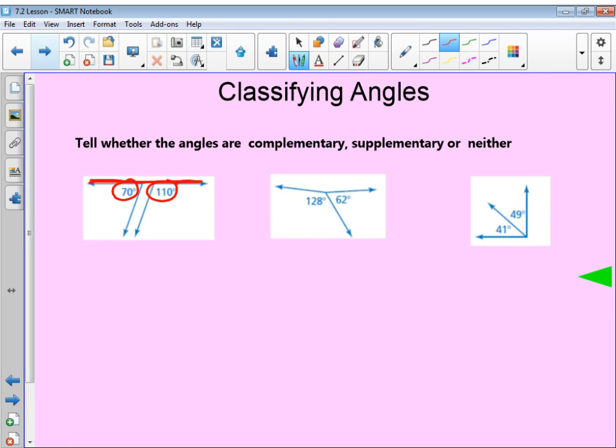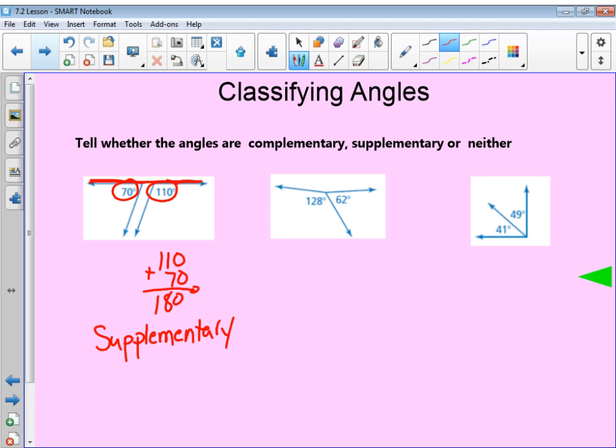But in order to make sure, it has to be exactly 180 degrees. So 110 plus 70 does give us 180 degrees. So this would be considered supplementary. Now, if you want to just use an S for supplementary, that's okay.